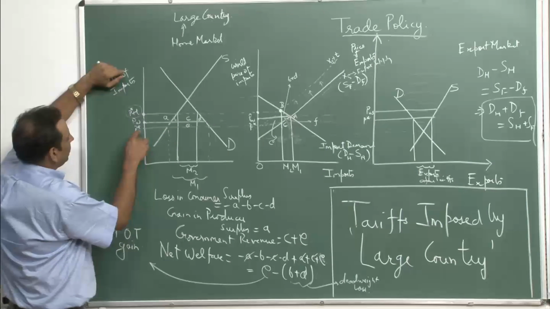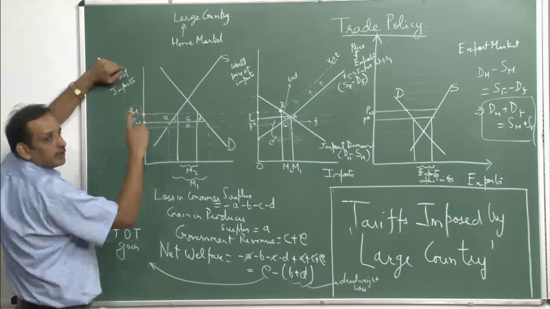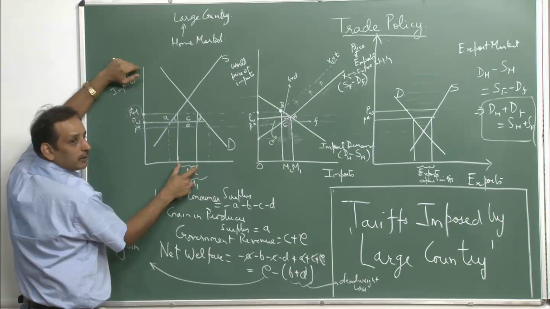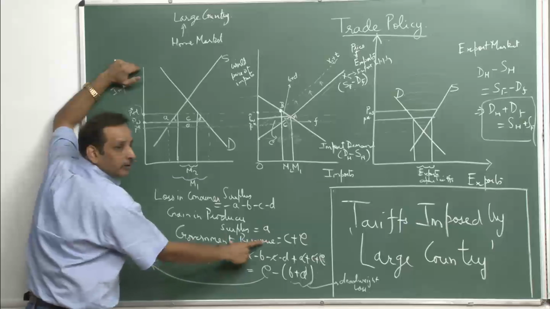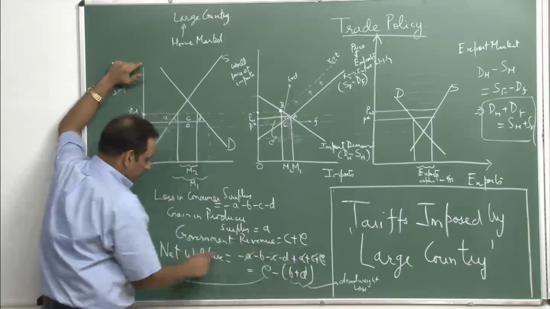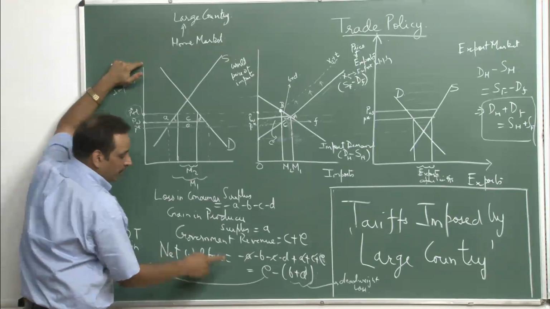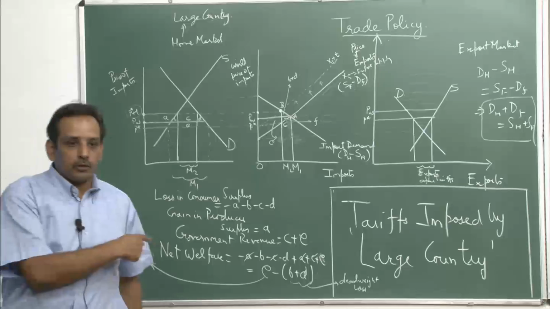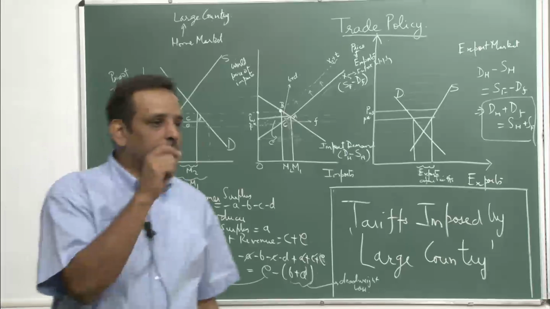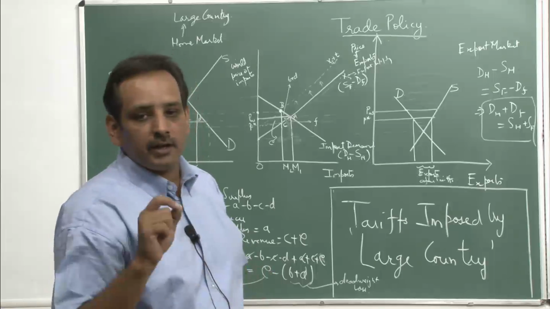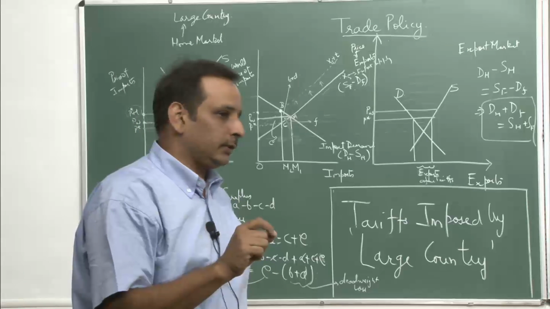Why? Because remember P star and P star plus T, the difference is T, and T multiplied by M2 will give you the government revenue. So, the government revenue is C plus E. So, the net welfare works out to be E minus B plus D. That is the result, that the impact of tariffs on the large country is ambiguous.